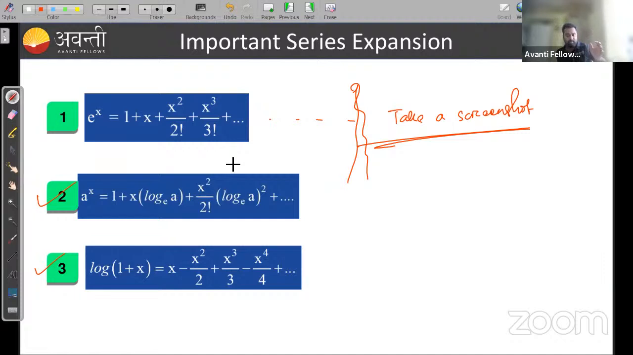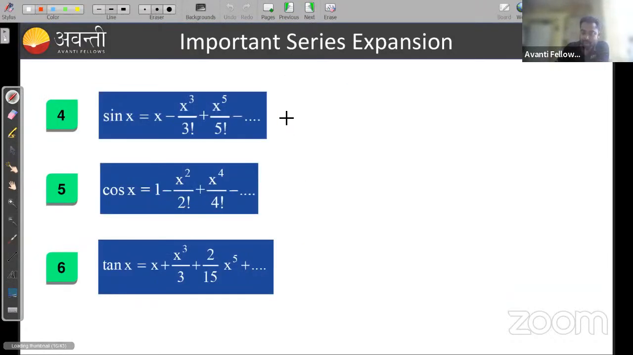Memorize it, brother, okay? Simply what I am saying, just remember it in your mind. What is e raised to x? What is the a raised to x expansion? What is the expansion of log of 1 plus x? Similarly, a lot of expansions we are having.